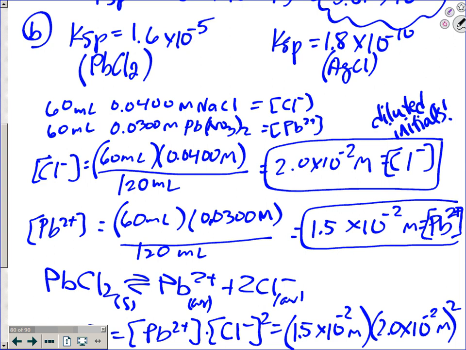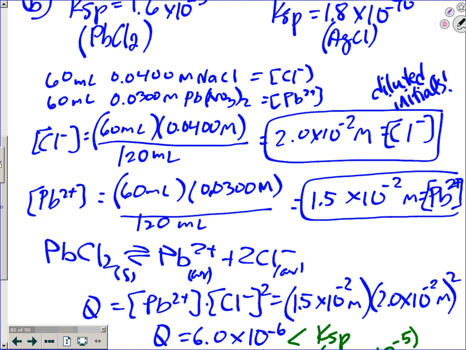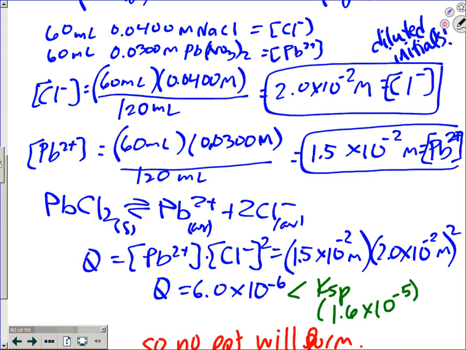Okay, I'm going to leave this up here for part B. This is the dilution of initial concentrations. You compare Q to K. I'm going to put that in for you. And then we'll wrap this up in less than a minute here.